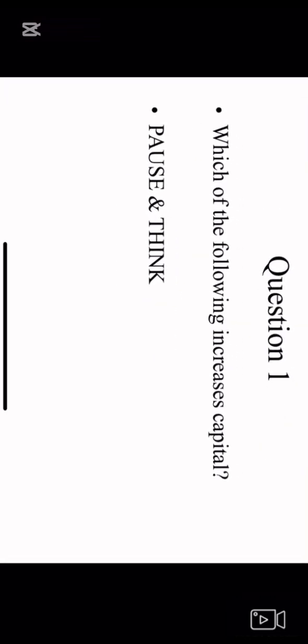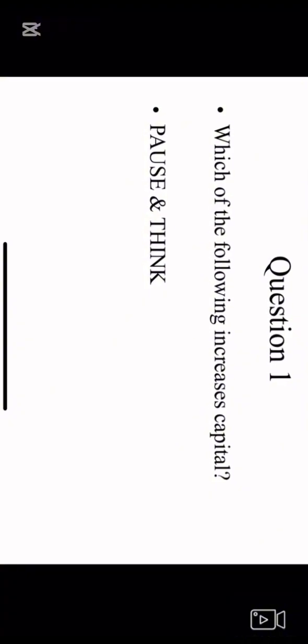Question 1. Which of the following increases capital? Additional capital introduced. It increases capital when additional capital is introduced into the business. That's the correct answer.